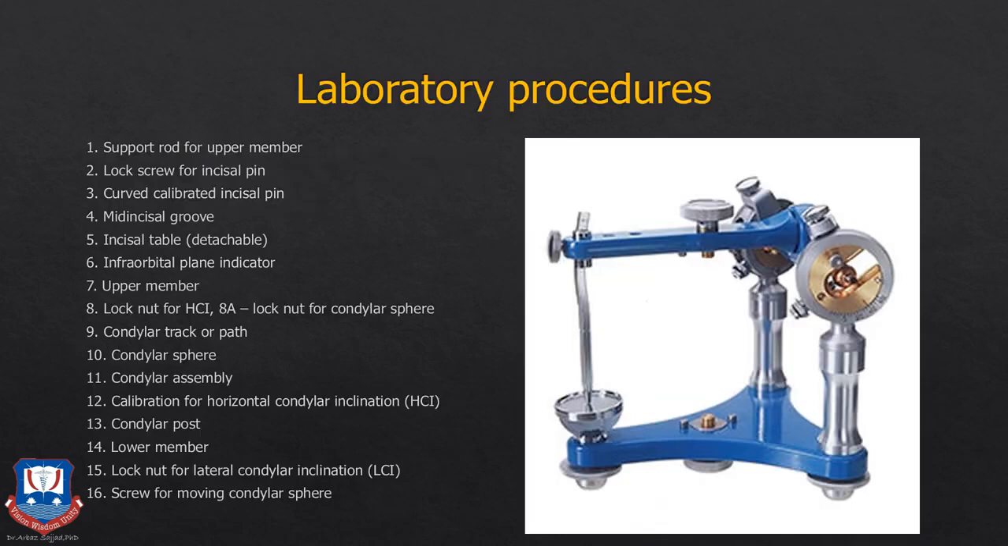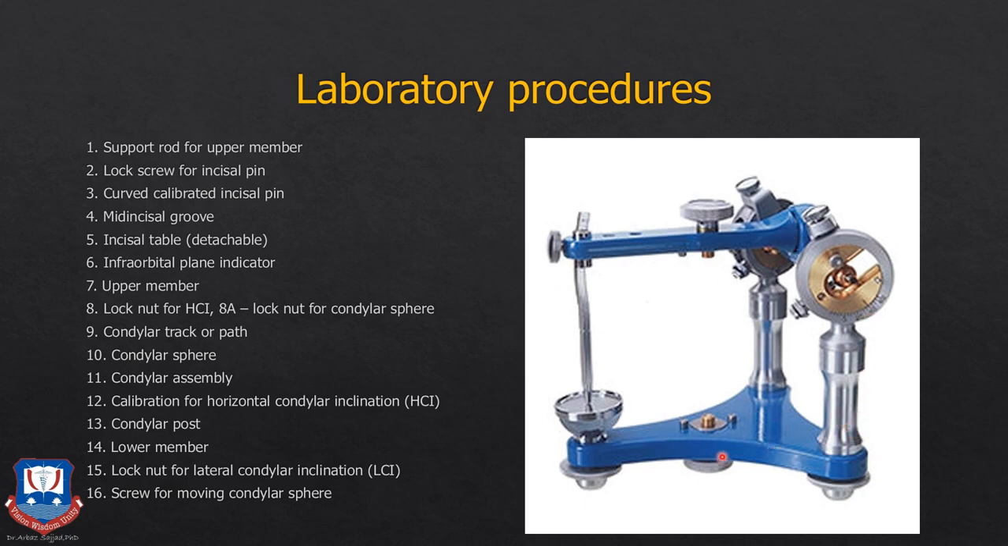So next, coming to the laboratory procedure. I'll be briefly brushing through the laboratory steps involved in the mounting procedure with the semi-adjustable articulator. You guys are already familiar with the mounting procedures with the class 2 articulator. So basically, I'll just show in a nutshell how you do the mounting using a face bow in a semi-adjustable articulator. So this is a Dentatus semi-adjustable articulator.